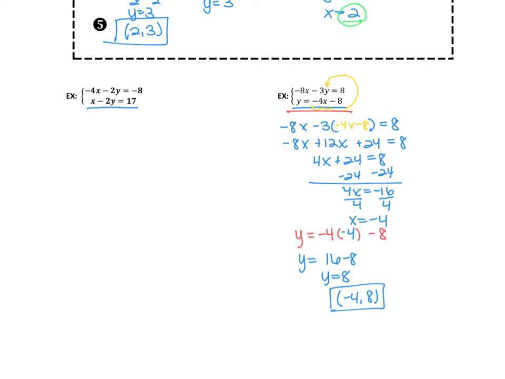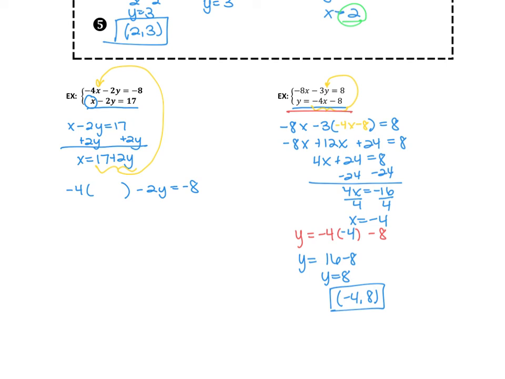In my second equation, I think the easiest variable to get alone is going to be the x. The problem is with x minus 2y equals 17, I need to move the 2y to the other side so that I can get x all alone. So we get x equals 17 plus 2y. Well, this is what I'm going to take and plug in place of the x in this other equation, the equation I haven't solved for. So in that equation, I would have negative 4x minus 2y equals negative 8.